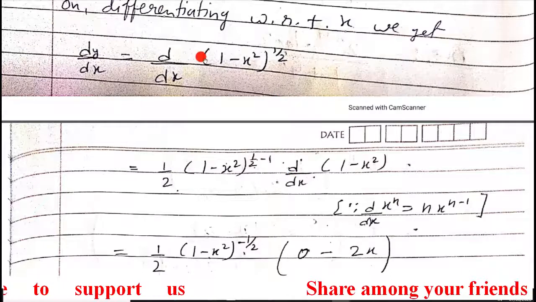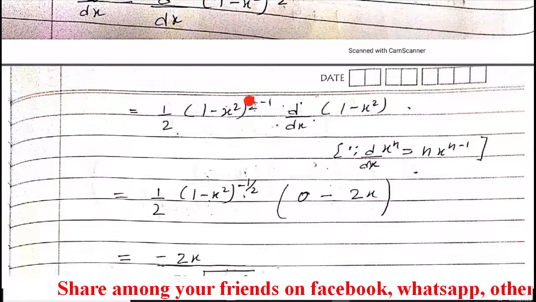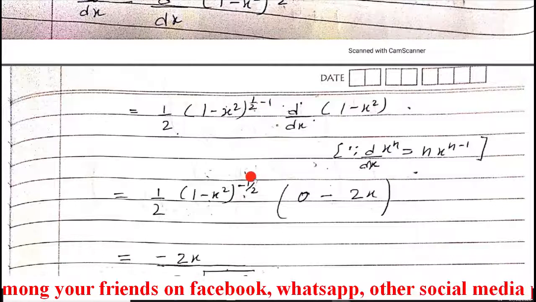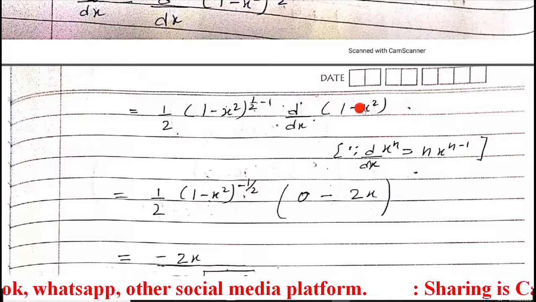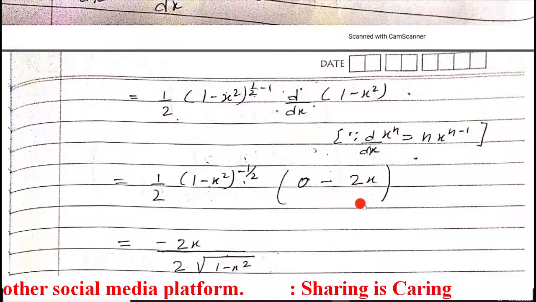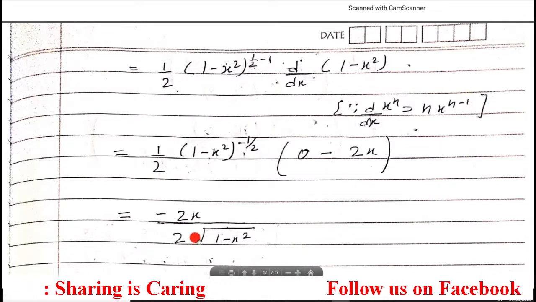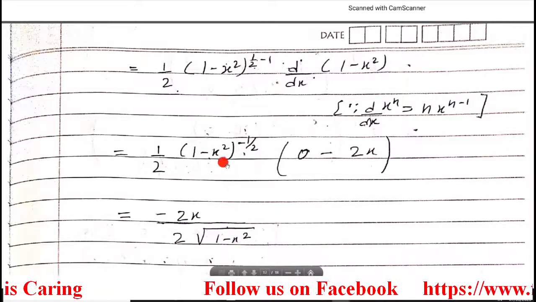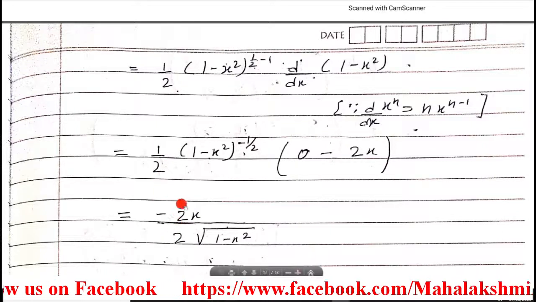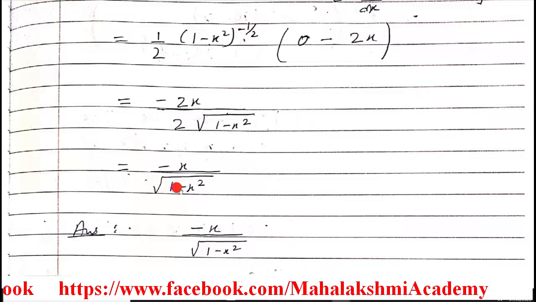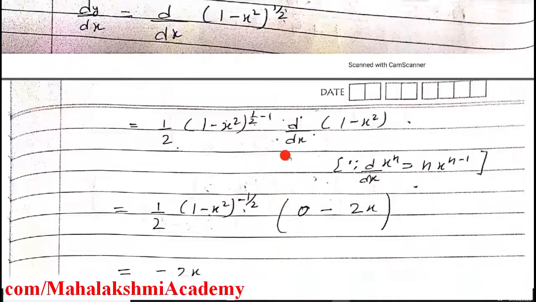Then differentiation of the inner function, again by the chain rule. Now half minus 1 is minus half. When we differentiate it, differentiation of 1 is 0 and differentiation of x square is 2x. Now this minus half is going to be upon root 1 minus x square, and this minus 2x will multiply with it. Now 2 and 2 will cancel, so you will get x upon root 1 minus x square. So this is how we have solved this.